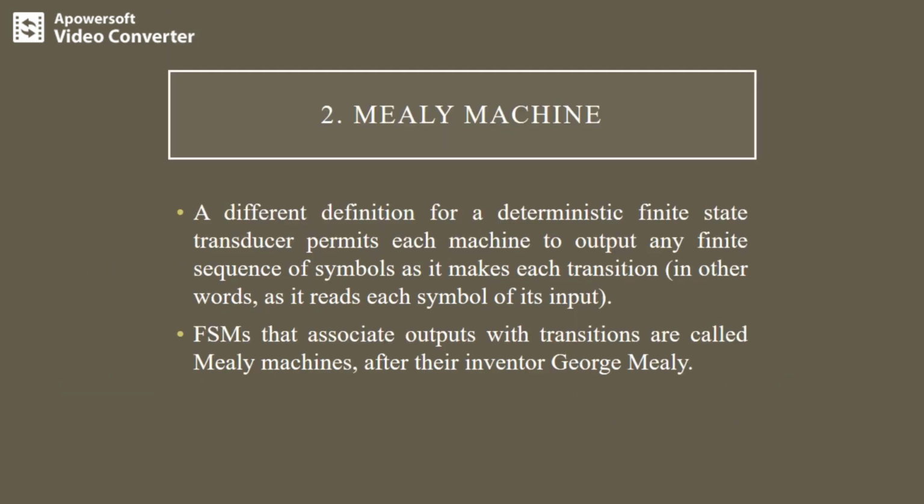Let's understand the Mealy machine. A different definition for a deterministic finite state transducer permits each machine to output any finite sequence of symbols as it makes each transition, in other words, as it reads each symbol of its input. So in case of a Mealy machine, as you read any input, it can generate output in the form of a sequence of symbols. That is possible in case of a Mealy machine. FSMs that associate outputs with the transitions are called Mealy machines after their inventor George Mealy.